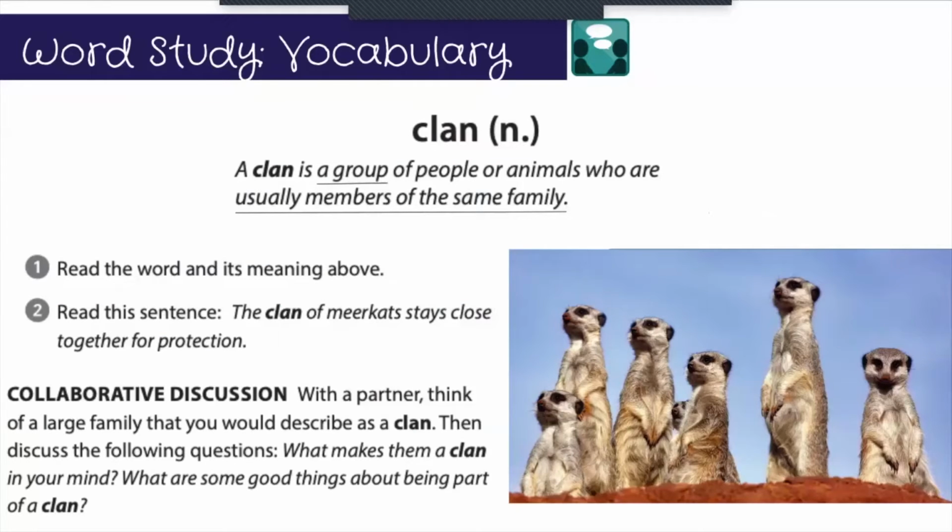Clan is a noun, and a clan is a group of people or animals who are usually members of the same family. Did you identify clan as being a group of something? Great job if you did. Make sure underneath meaning, we are writing our underlined definition. A group, usually members of the same family. For example, the clan of meerkats stay close together for protection.